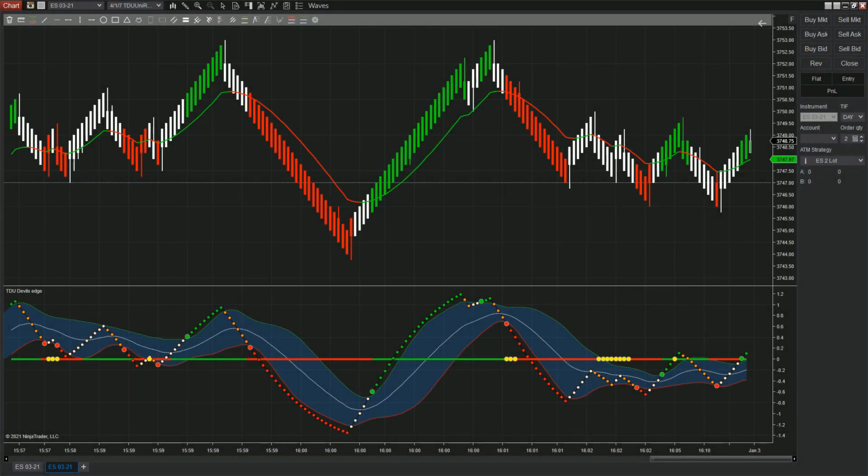Okay, the TDU Devil's Edge. Now, I've got in front of us here the March 21 E-mini S&P contract. I'm recording this on January the 3rd. The markets are closed, of course, right? So I'm not connected to any data feed. So in fact, I'm actually going to take this off the screen here. So we'll just hide that.